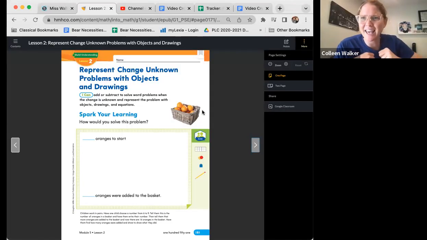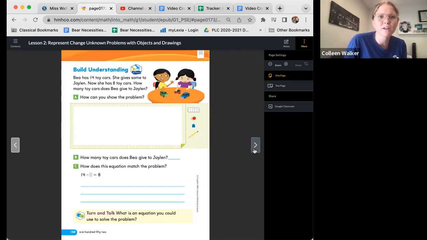This lesson is called Represent Change Unknown Problems with Objects and Drawings. So we are going to do our I can statement. Repeat after me, say I can add or subtract to solve word problems when the change is unknown, and we're going to say another I can: represent the problem with objects, drawings, and equations. Awesome, friends. All right, let's just jump right into it.